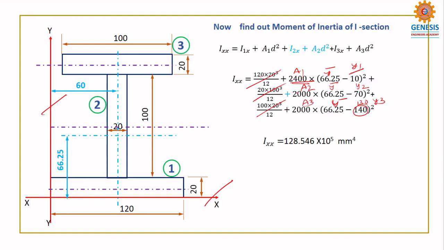Okay, there are also shortcuts to find this, which I will let you know after some time. You also try a T section, L section and then a C section.